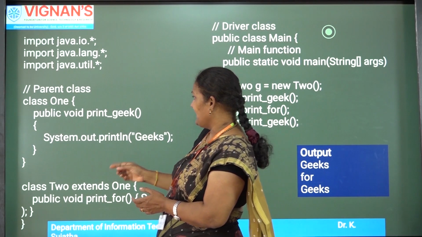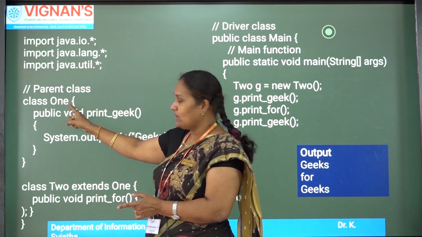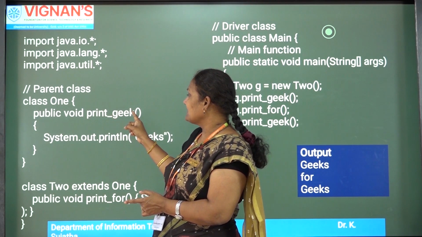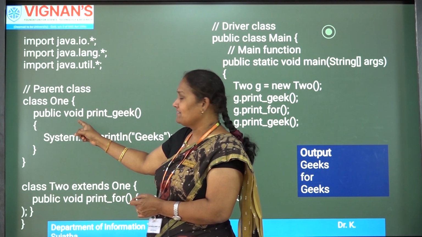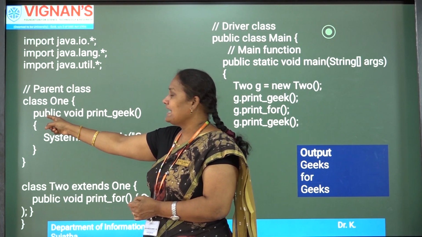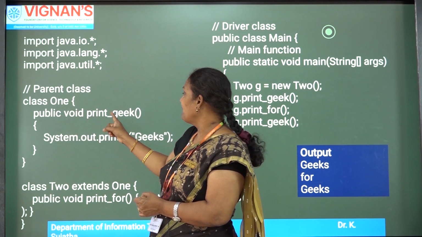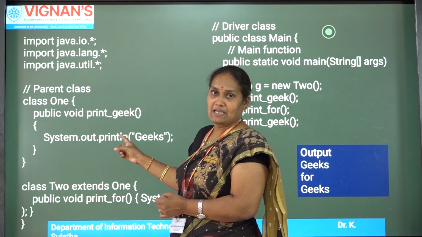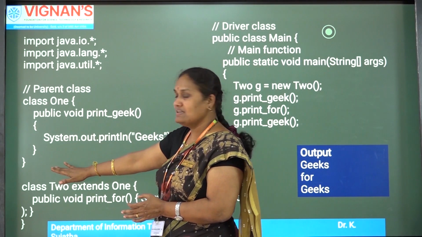Now here you can see the program. First we are taking a class named one. Within this class, I have a method named printGeek. The method doesn't have any return value, so we have represented its return type as void, and I made this method public so that it can be accessible to every class. So, public void printGeek. This method has a body which contains a print statement that prints the term geeks. This entirely represents the superclass.